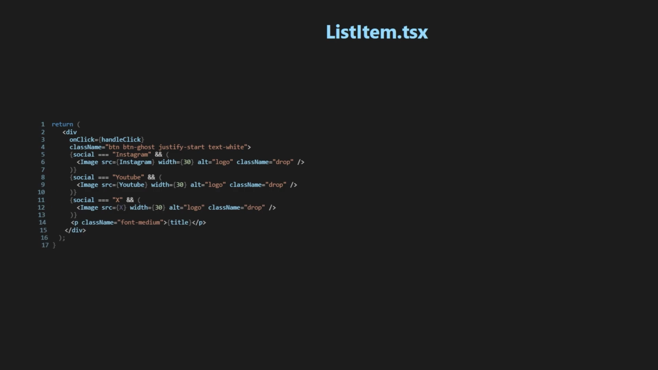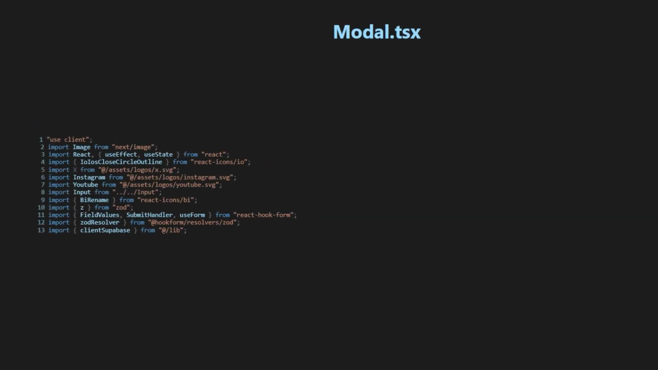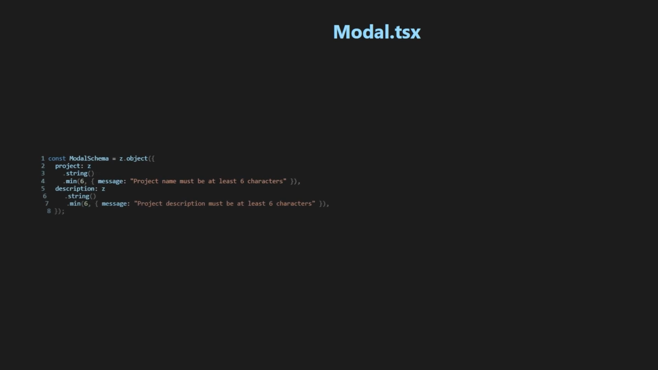Now let's go and create modal.tsx file in the components folder. The modal component will include fields for entering the project name and the description, selecting a social media platform, and submitting the form. Let's take a look at the code for our modal component. We use Zod to define a validation schema for our form inputs. The schema requires both the project name and description to be at least 6 characters long. If the validation fails, an appropriate error message will be displayed.